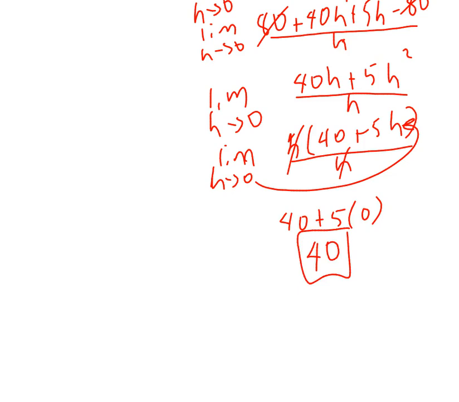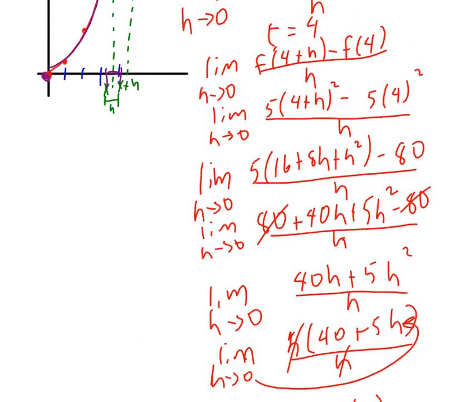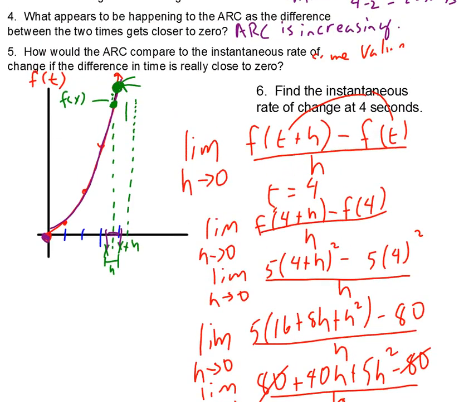So what I've just found is the instantaneous rate of change at t equals 4 would be approximately 40 meters per second. And I use this idea of what we're going to later call the difference quotient to figure that out.